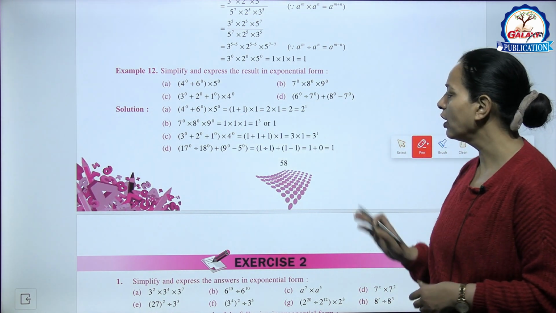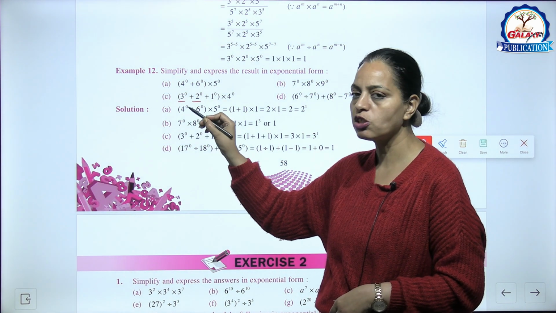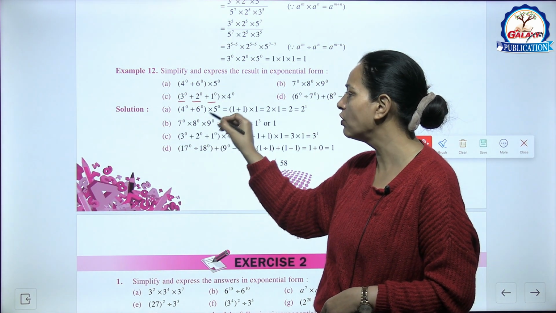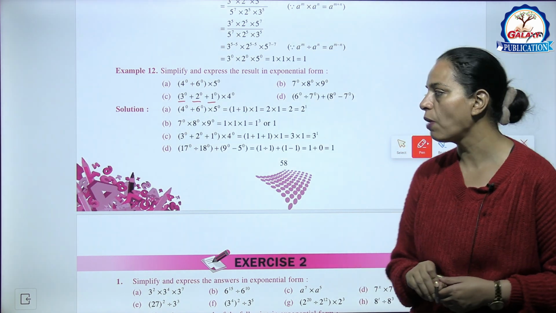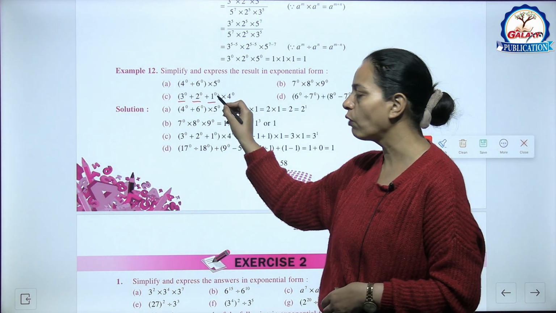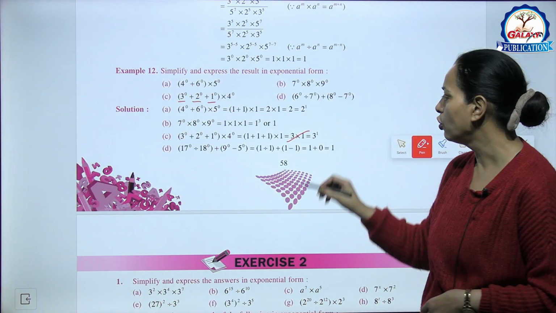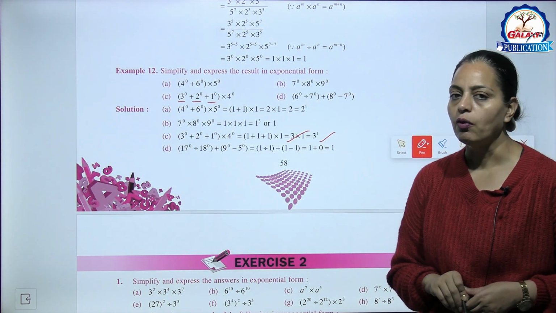Now here C part, bracket 3 raised to power 0 plus 2 raised to power 0 plus 1 raised to power 0 into 4 raised to power 0. So what will you get? 1 plus 1 plus 1, 3 into 1. Answer is 3. You can write 3 raised to the power 1.